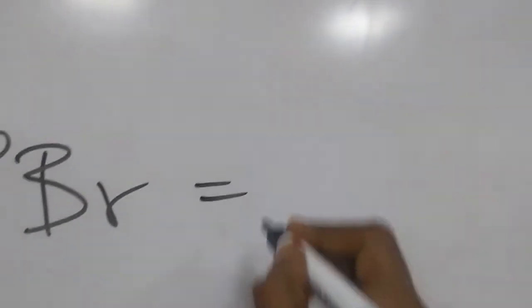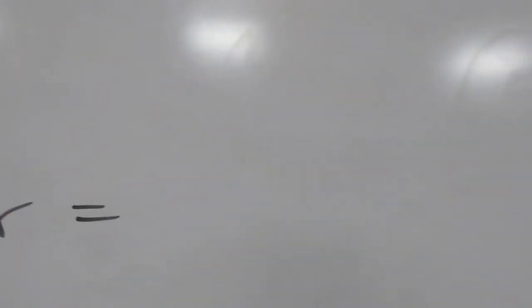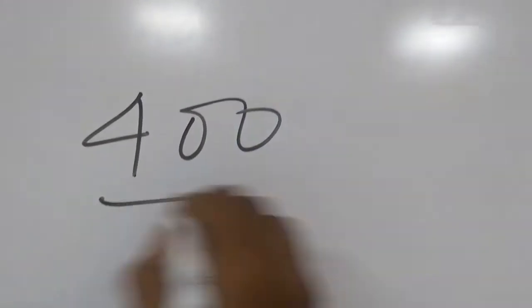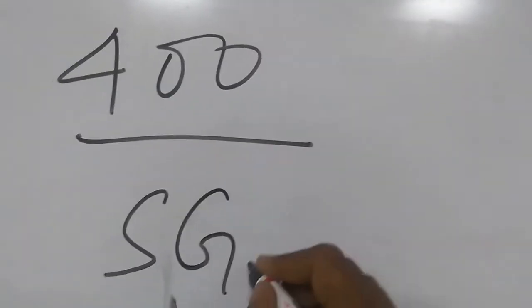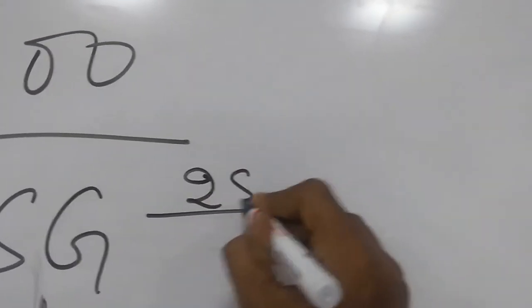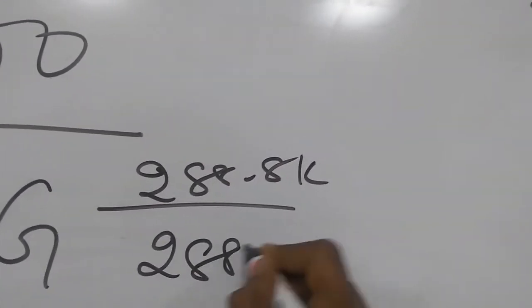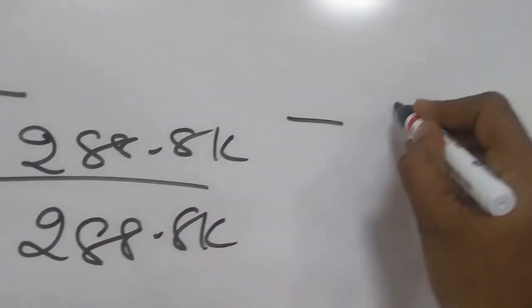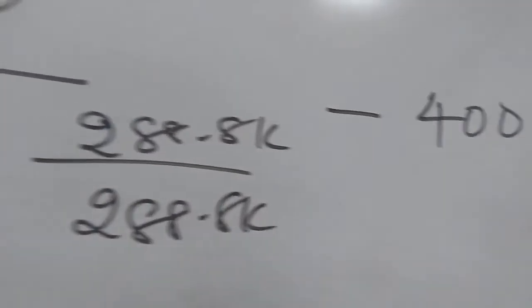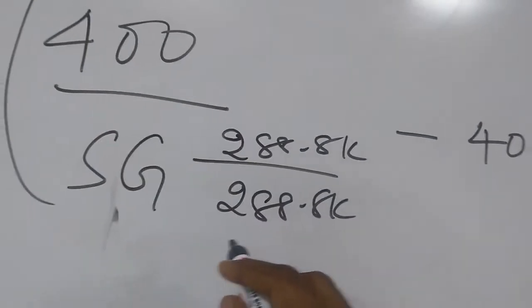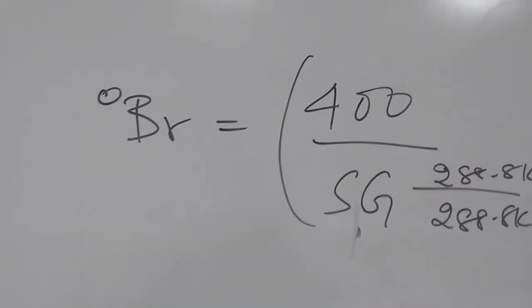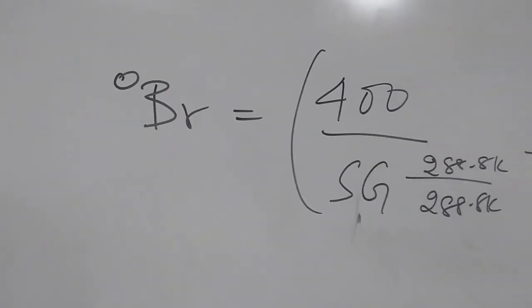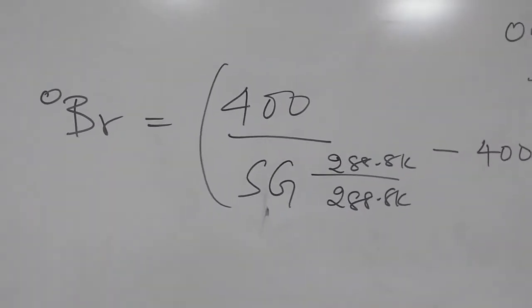Degree Brix scale is given by 400 divided by specific gravity, again measured at the same 288.8 Kelvin, minus 400. That is, 400 by Sg minus 400 gives degree Brix scale.